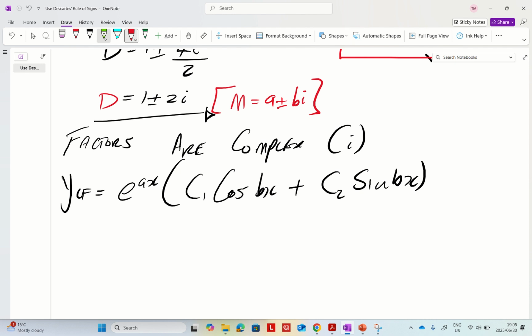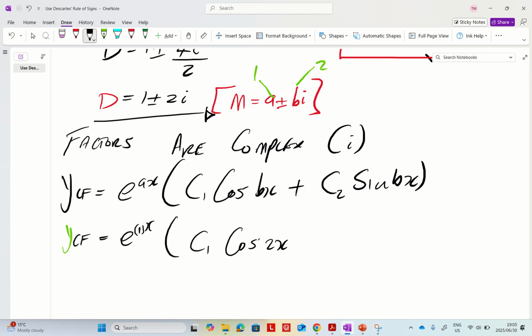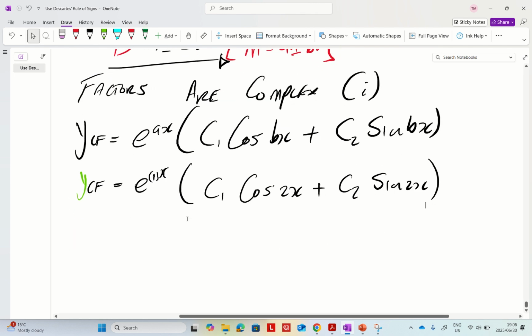So meaning a will be equal to 1, b is equal to 2. So we're going to substitute that into our formula. This equation, guys, you need to remember it. You must master this equation. So we're going to have e to the power 1 times x, that is e to the power x, open bracket, c1 cos bx. Our b is 2, so we write 2 where there's b, and then plus c2 sin 2x. This will be your final answer for your complementary function for step 1.